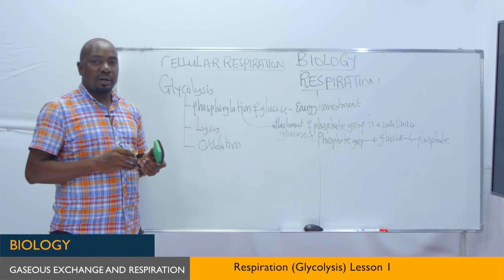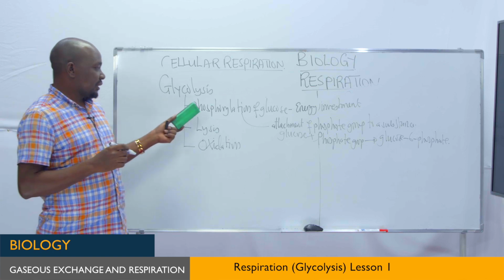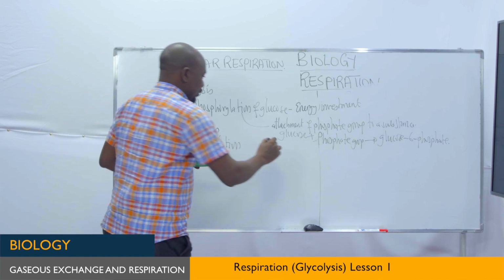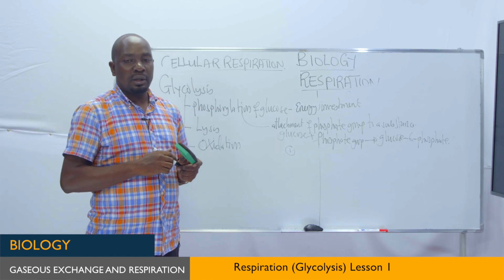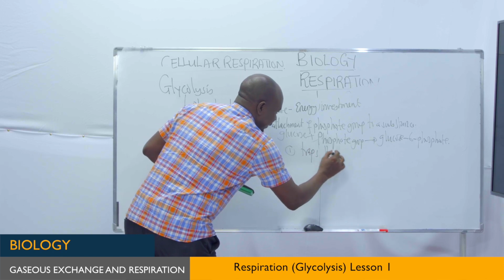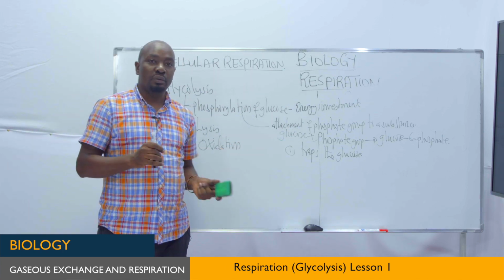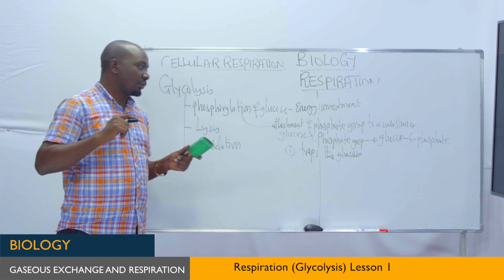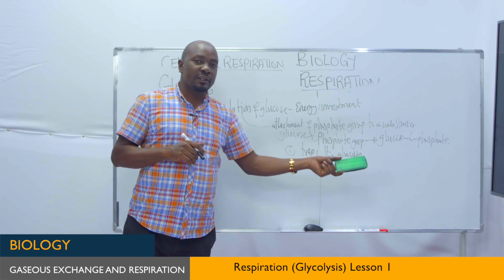Then we have to ask ourselves, what is the importance of this stage? This stage has 3 key importance. First of all, phosphorylation traps the glucose into the cell, knowing that one of the characteristics of the glucose is that it is very mobile. It is a simple molecule, meaning it can move in and out of the cell. So when it is phosphorylated, it cannot move out of the cell.